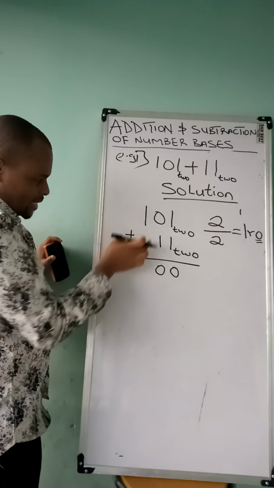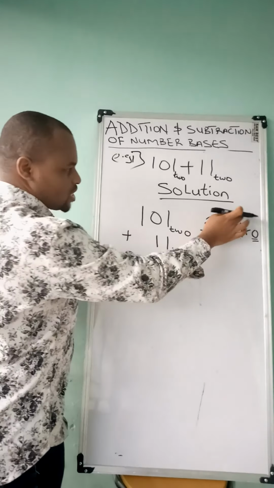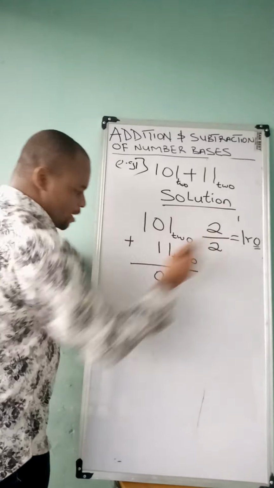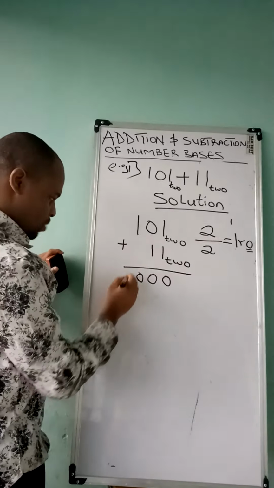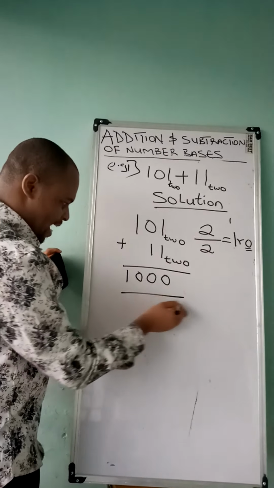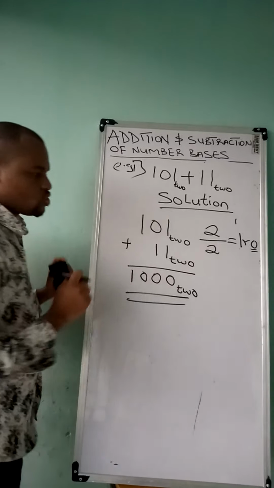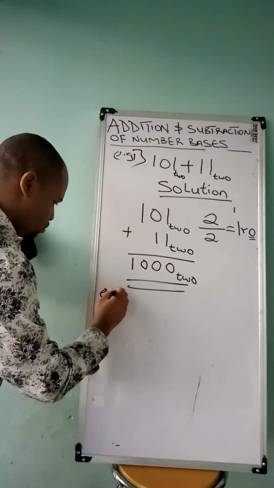I come here, 1. There is no number here. It's assumed to be 0. 1 plus 0 is 1. Plus the 1 we carry is what? 2. I'll repeat this process. I'll be having 0 and carry what? 1. This last one will now come here. So if I add these two numbers, I'll be having this in base 2. I hope it is clear enough. Let's go to example 2.